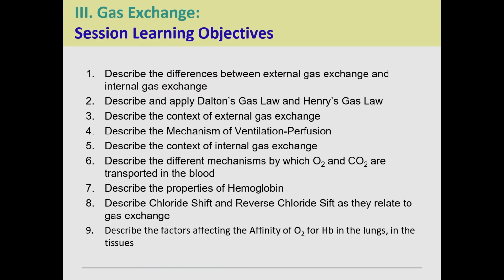So here we're going to get into the next really big thing with this chapter, and that's gas exchange. We're going to talk about external and internal gas exchange or respiration. We're going to talk about Dalton and Henry's gas laws, and how these things happen, what ventilation and perfusion is again. We're going to talk about how oxygen and carbon dioxide are carried in the blood and get a little bit more familiar with hemoglobin. We kind of talked about it a little bit, and then we'll talk about the chloride shift and reverse chloride shift and how they relate to gas exchange, and then talk about oxygen and hemoglobin and the affinity between those two in the lungs as well as in the tissues.